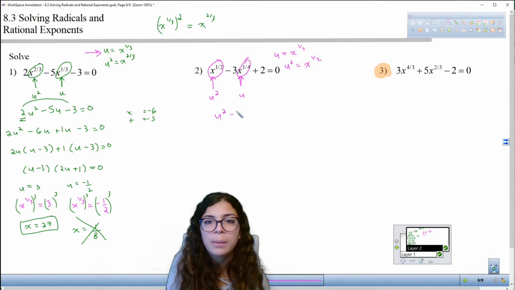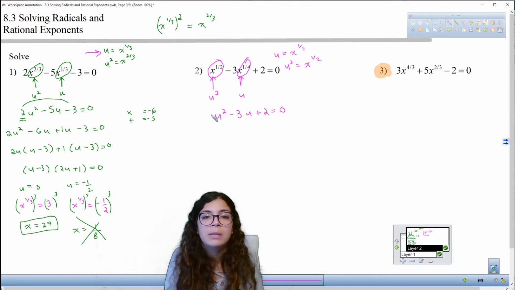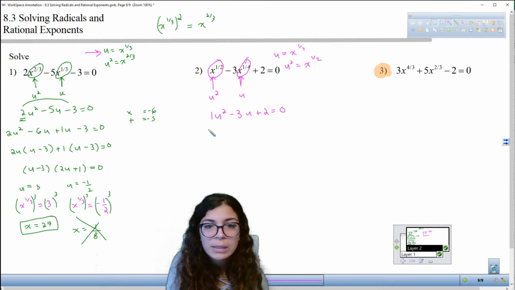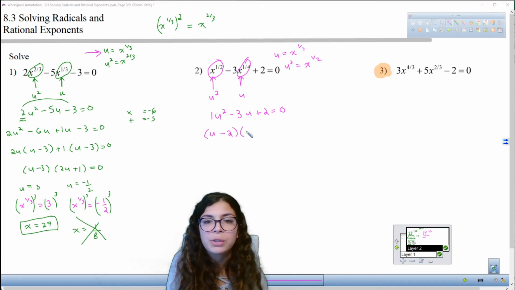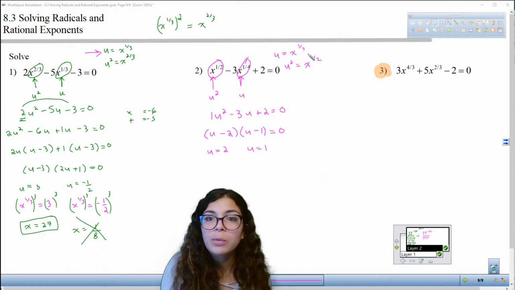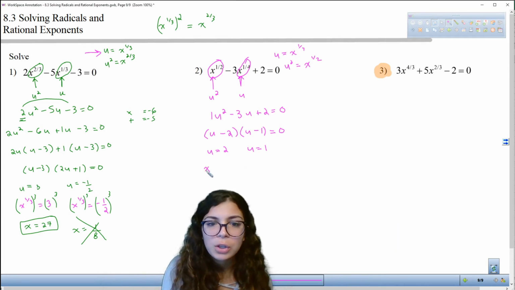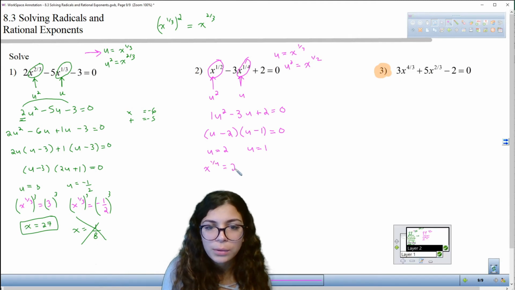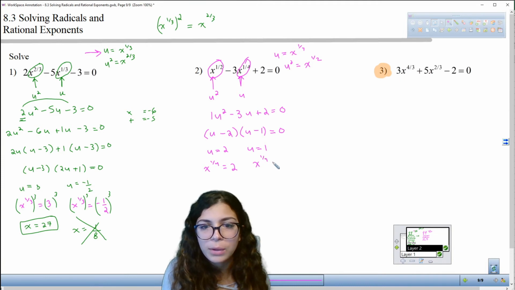So we have u squared minus 3u plus 2 equals 0. Okay, the coefficient is 1, so this factors very easily. Factors into u minus 2 times u minus 1. So we have two solutions, u equals 2 and u equals 1. Okay, so now we need to replace u back, right? u is x to the power of 1/4. So we have x to the power 1/4 equals 2, and again, u is x to the power 1/4, so we have x to the power 1/4 equals 1.